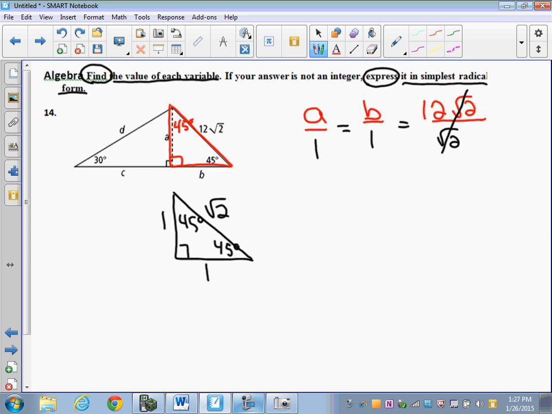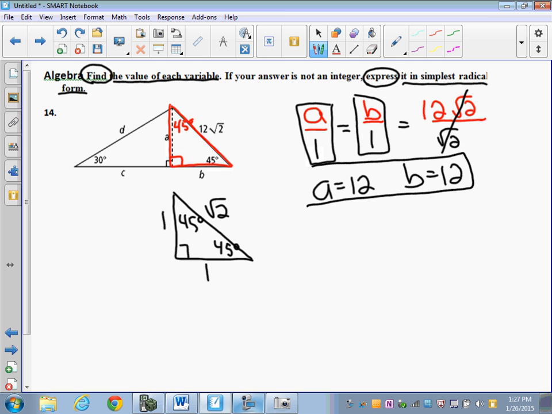We should see that the square root of 2 over the square root of 2 will go away. And we have A over 1, so we don't want to cross multiply it. A is just going to be equal to 12. We have B over 1. Again, we don't want to cross multiply. B is equal to 12. So I already have two answers.